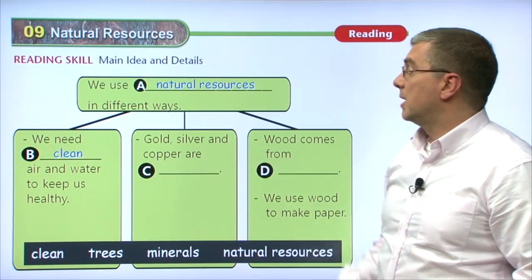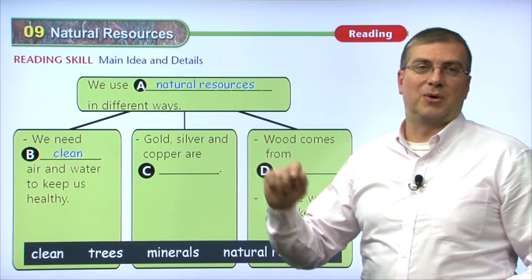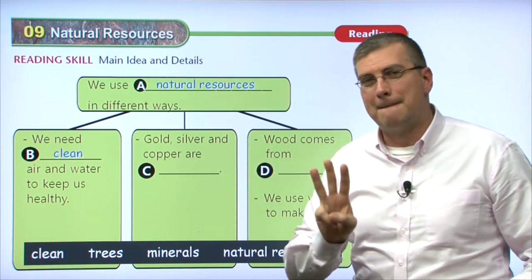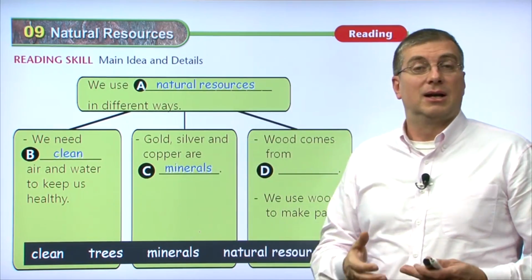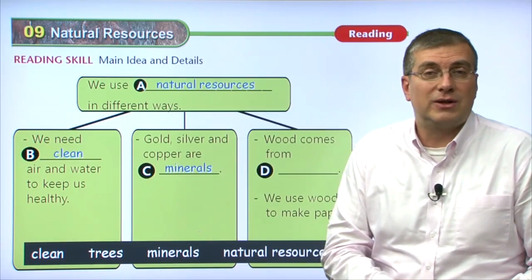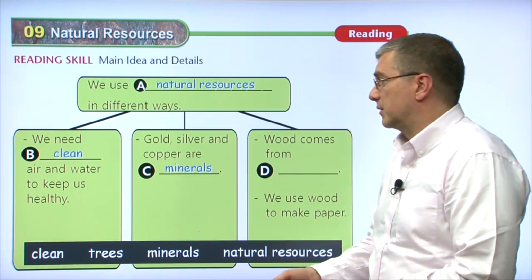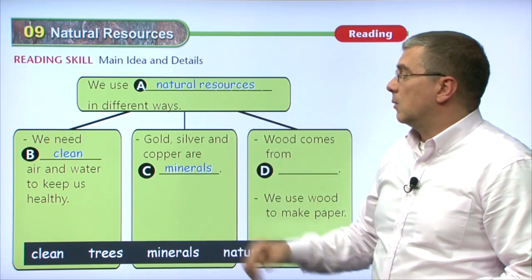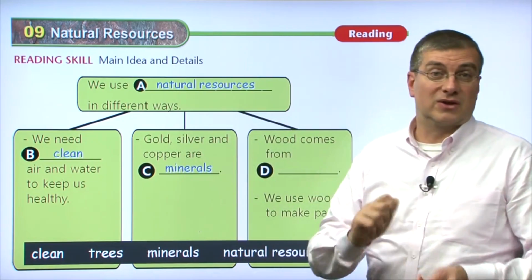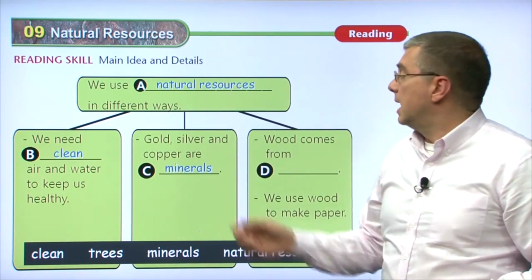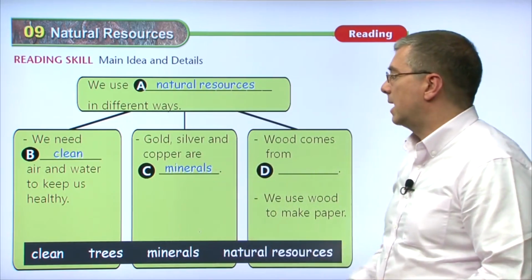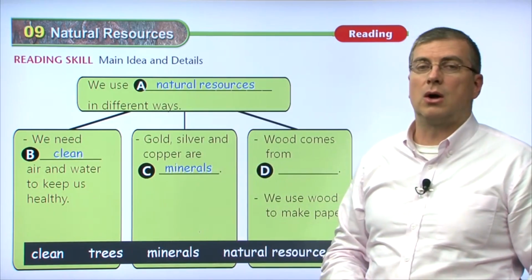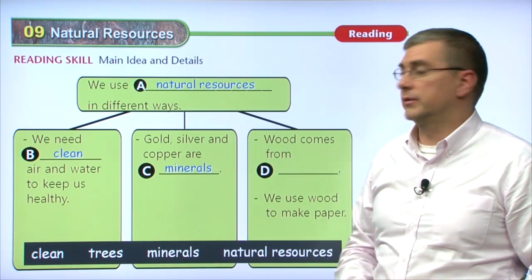Okay, next one. Gold, silver, and copper. We talked about those three minerals, right? We talked about those three minerals when we were talking about how minerals are types of natural resources that we use for different things. We use gold for jewelry, we use it for money. Silver is used for silverware, also jewelry, and copper is usually used for conducting electricity. Okay, these are all minerals. Those are all good examples of minerals.